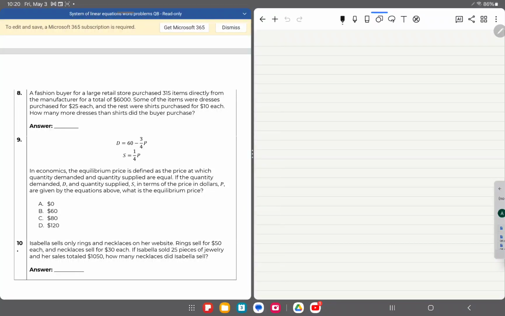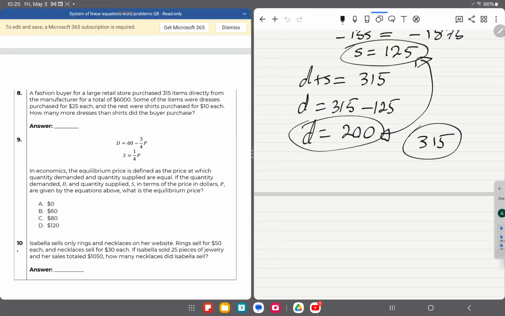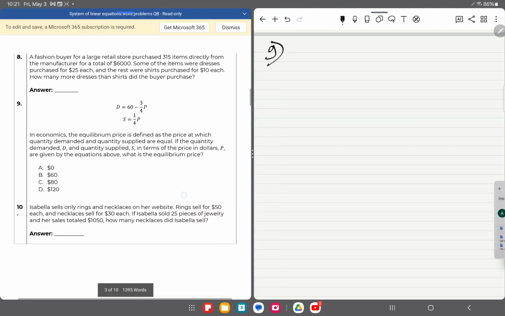Okay. So this one, now I didn't really finish the question. I didn't really finish solving it. They asked how many more dresses than shirts did the buyer purchase. So more dresses than shirts did the buyer purchase. This one is going to be 75 is my final answer. Okay. So let's go for 9.